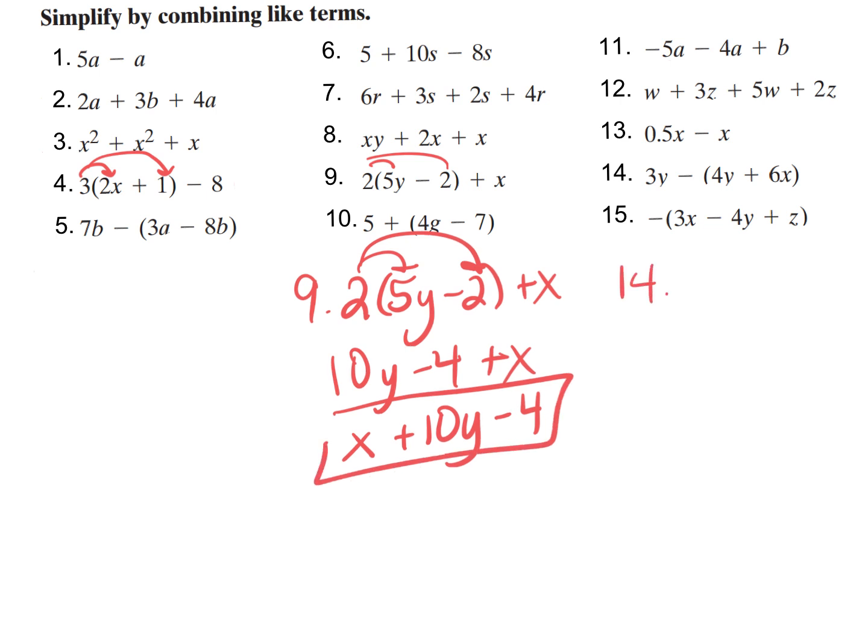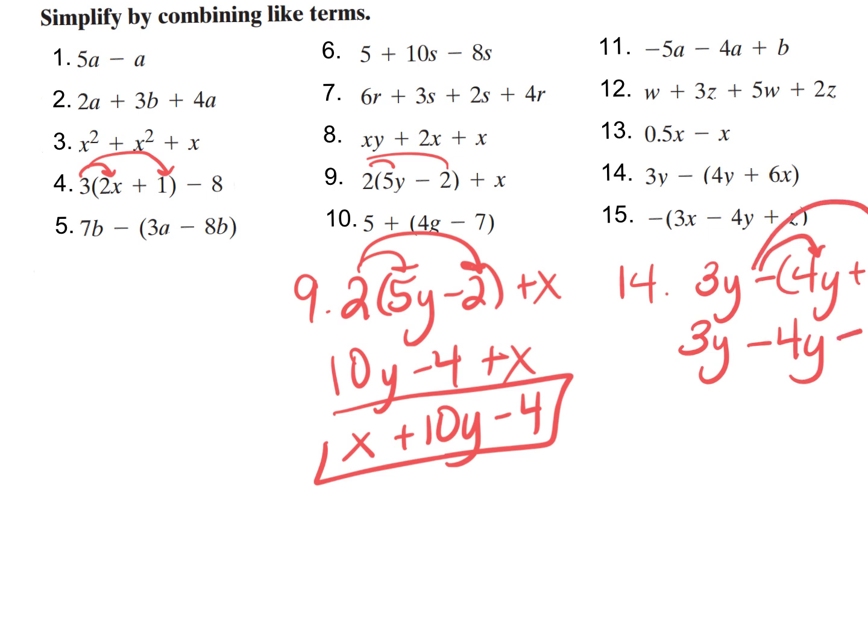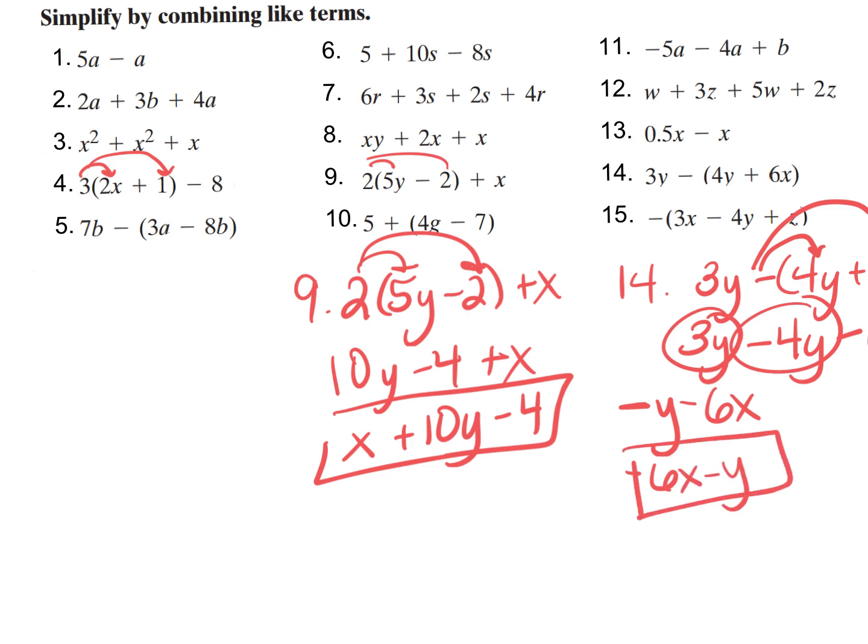Number 14, 3y minus 4y plus 6x. I am distributing negative 1. Negative times a positive is a negative. And negative times a positive is a negative. So negative 6x. And when I replayed that just a second ago, you couldn't see that minus 6x. I'm going to try to write closer to the answer to number 9. I'm going to combine like terms. 3y and negative 4y would be negative 1y minus 6x. And then normally your answer is in alphabetical order, so 6x minus y would be the best answer.